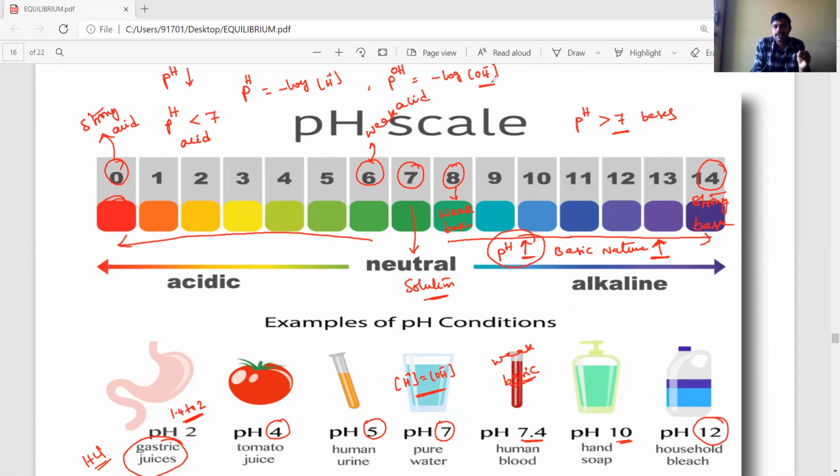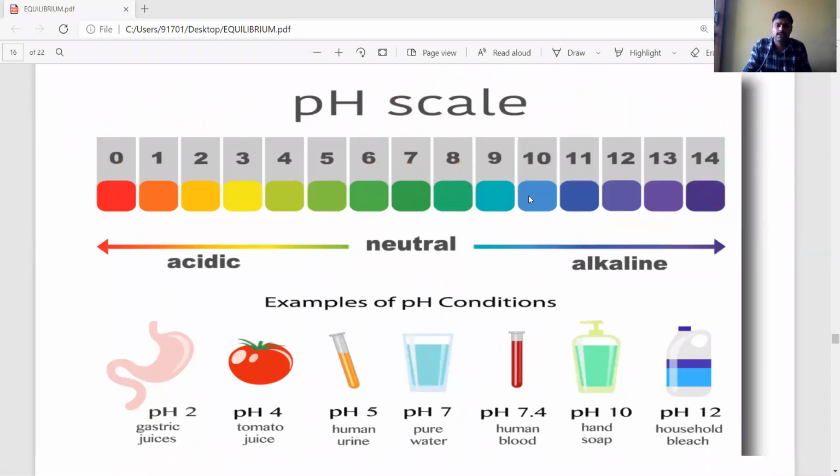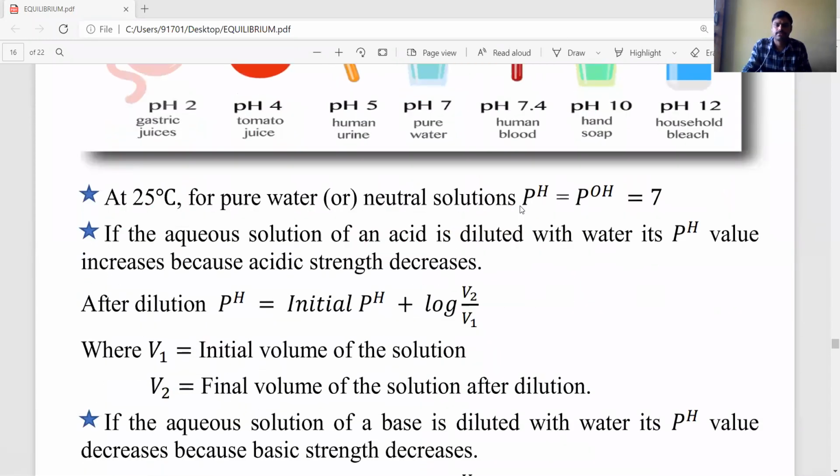So for bases, pH plus pOH is equal to 14. So in this case, for bases, pH is equal to 14 minus pOH. You have to remember 14 minus pOH. Then according to this, now we discuss that.